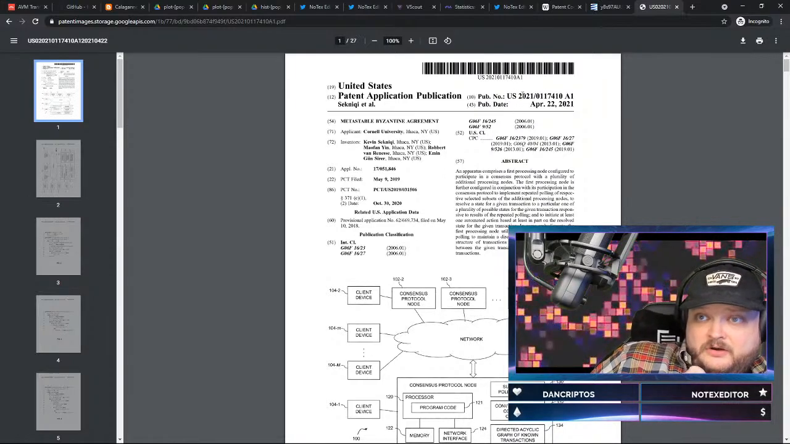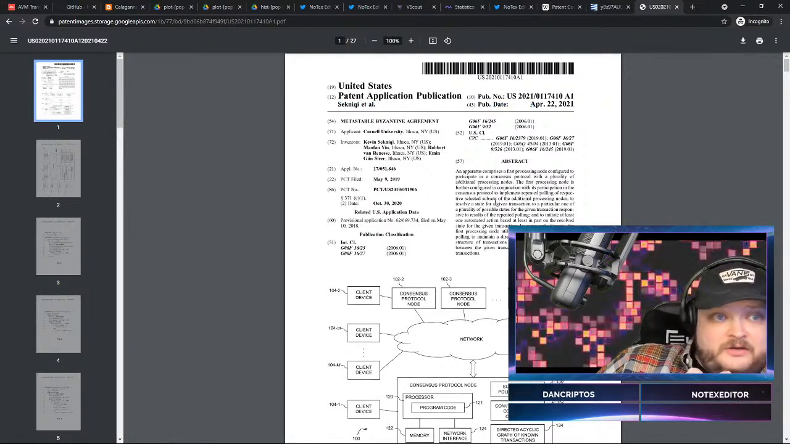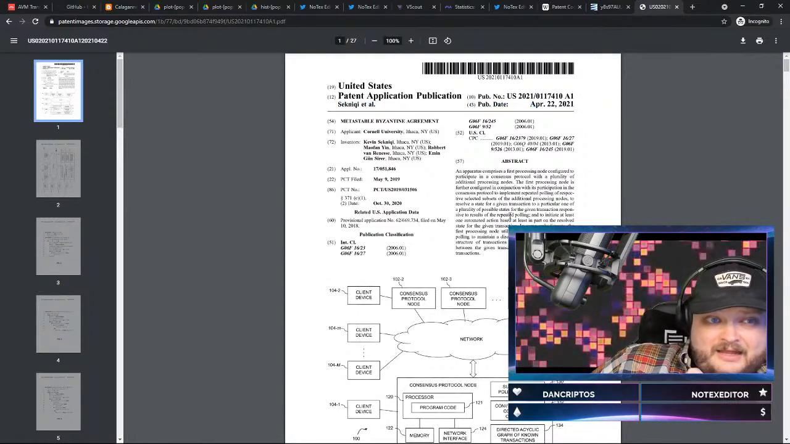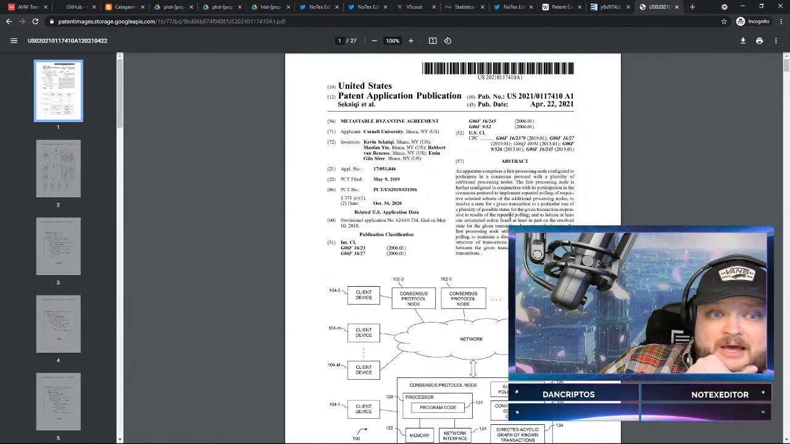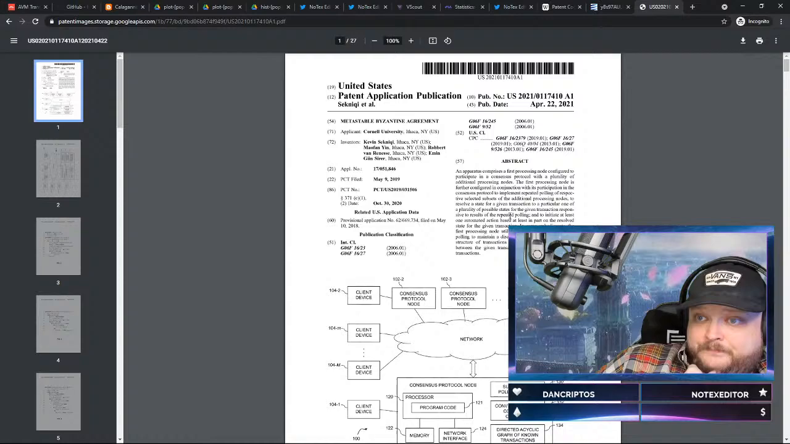And if you notice, the application's publication is April 22nd, 2021, when this was published. So it's not like they're behaving as though they're not confident in this. But again, I am not a lawyer. I can't tell you for certain.